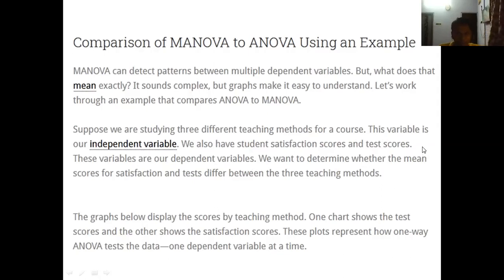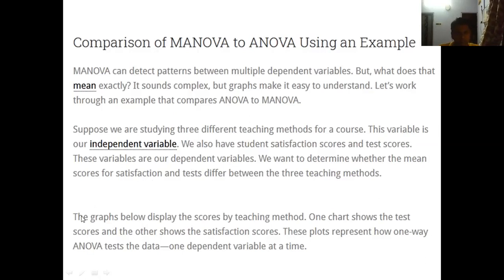That means you are comparing the mean of the dependent variables, satisfaction and test score, taking into account these three teaching methods. So your null hypothesis will be that the mean scores for satisfaction and tests do not differ between the three teaching methods, and your alternative hypothesis or research hypothesis would be that mean scores for satisfaction and tests differ between the three teaching methods.